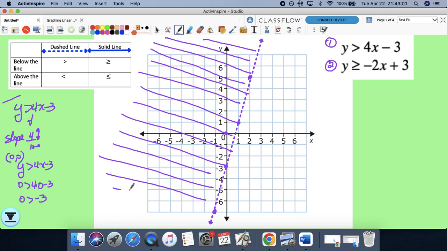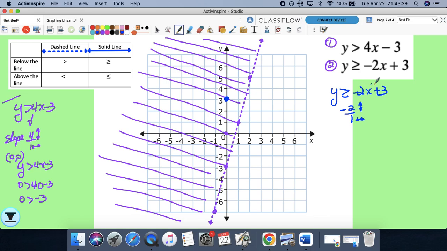So the neater you are, the easier you're going to be able to identify our solution. So that's inequality 1. Let's do inequality 2. Inequality 2 again is in the format that we love. Y equals negative 2x plus 3. Plus 3, so we have a y-intercept right here. Our slope is negative 2 over 1. So up and down, we're going to count 2 units, and left and right, we're going to count 1.